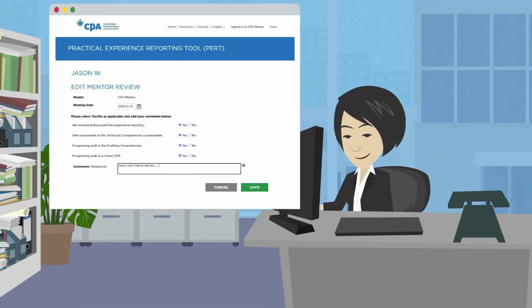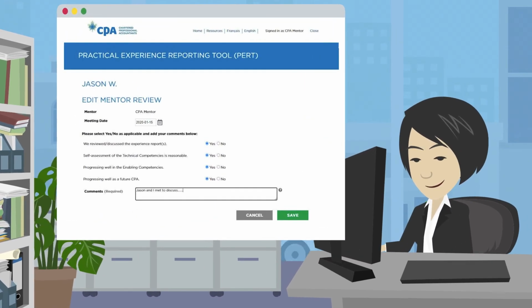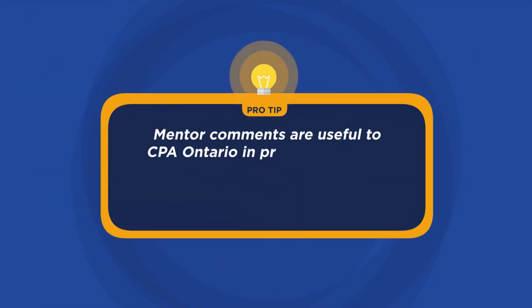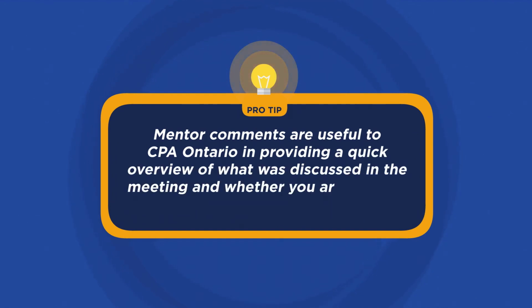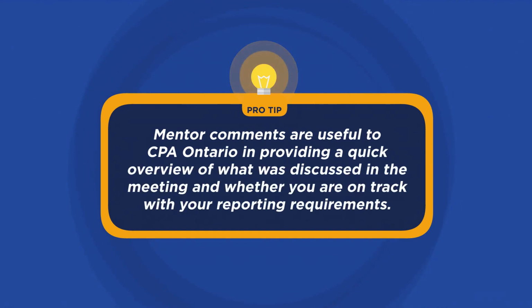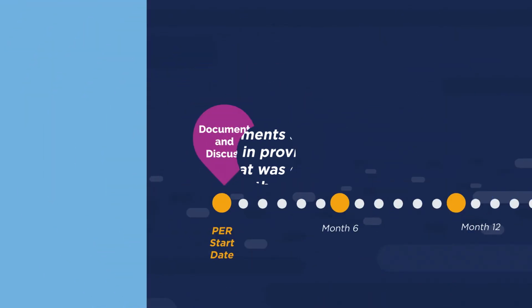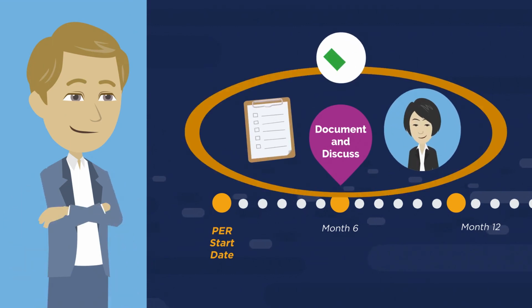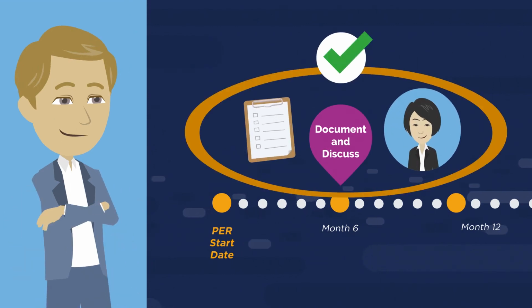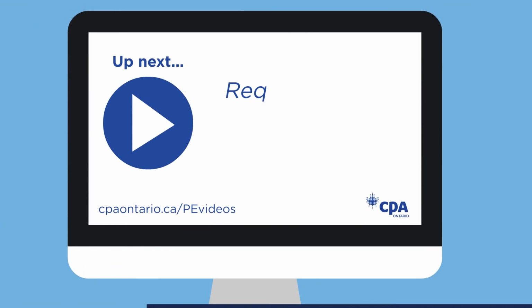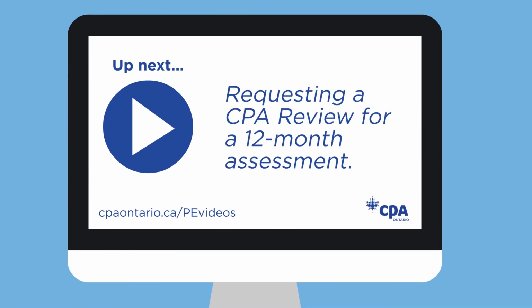Finally, Jason's mentor completes the mentor meeting in PERT by documenting the meeting date and comments from their discussion. Jason has now completed his first semi-annual PERT reporting requirement. Up next, learn how to get CPA Ontario's feedback by requesting a CPA review.